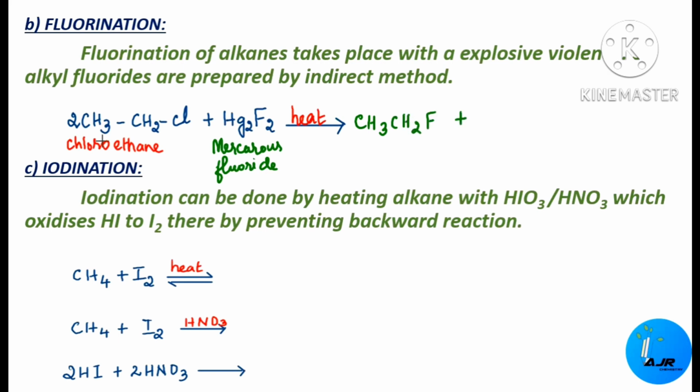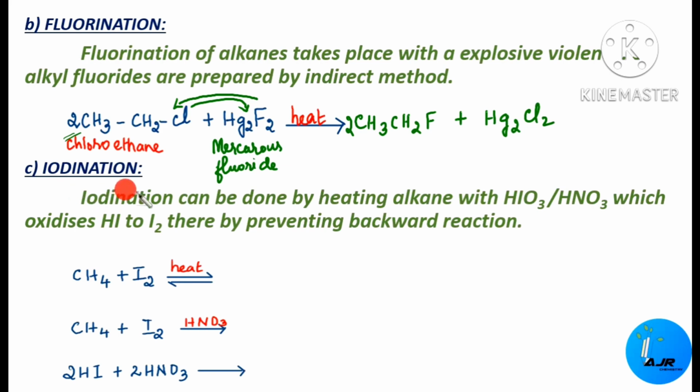Plus, see here what's happening. One of the fluorine is added here. Since it is two molecules, two fluorine atoms, and this chlorine will be coming and added to this one. So you'll be getting the product 2CH3CH2F plus Hg2Cl2, mercurous chloride. So this is the product. This is how fluorination takes place in the case of alkanes.